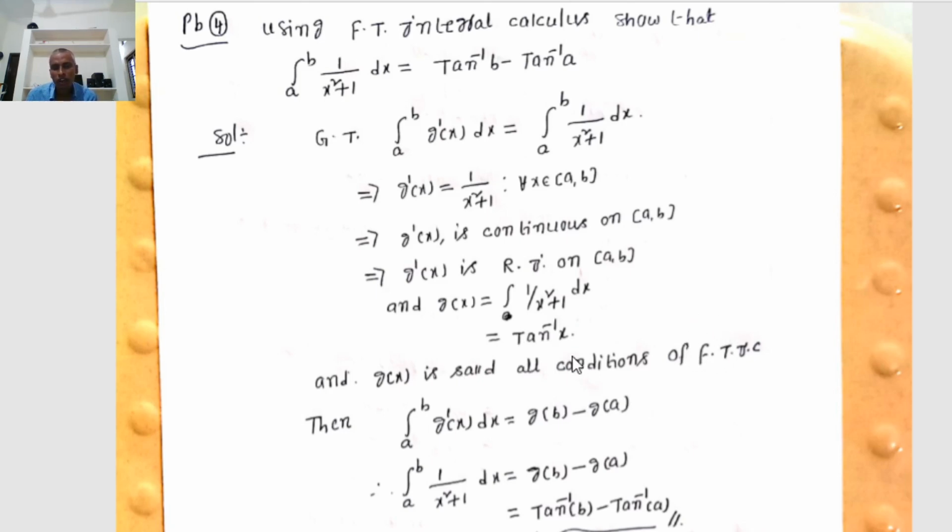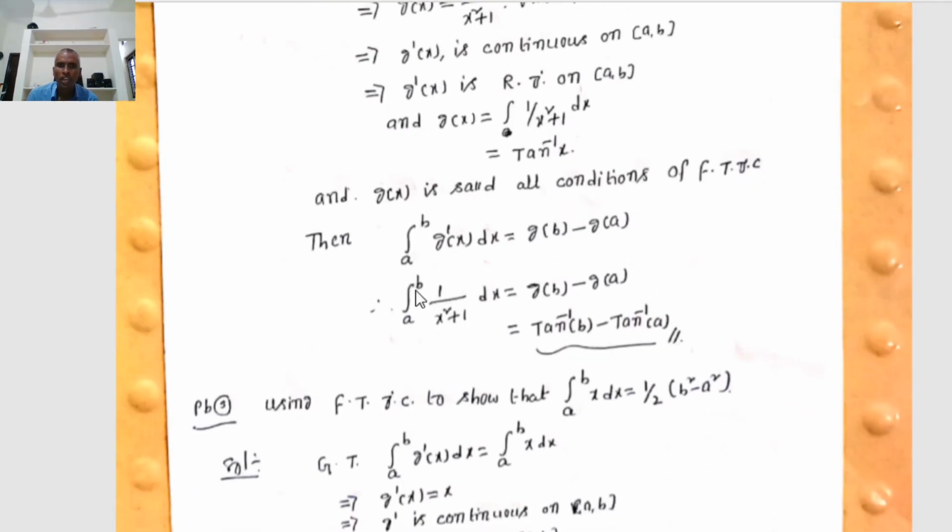Therefore g satisfies all conditions of the fundamental theorem of integral calculus: g is continuous and derivable, and g dash is Riemann integrable on the closed interval a comma b. Therefore by the fundamental theorem of integral calculus, the integral from a to b of g dash of x dx equals g of b minus g of a.